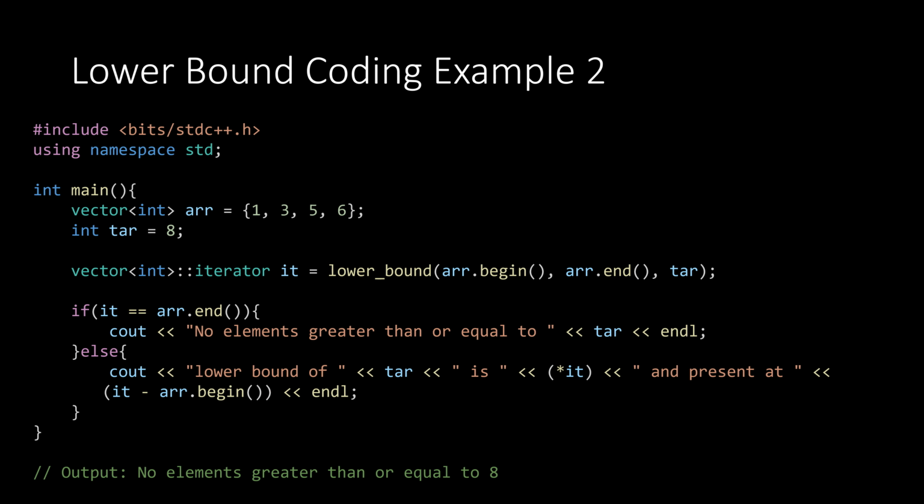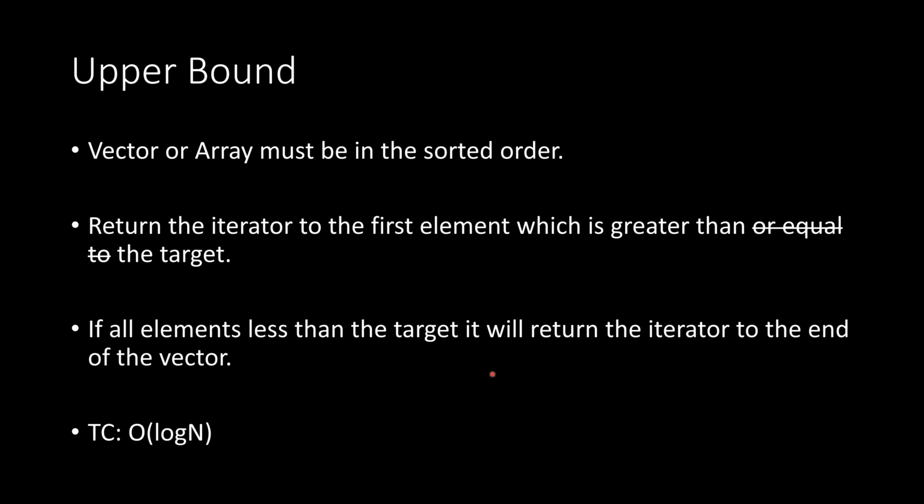Okay. Next, upper bound. Upper bound is similar to lower bound. The only difference is this: you can see that it only finds the greater element. Consider the upper bound of 6 is 7 or 8, whichever comes first in the array. So this is the only difference between upper bound and lower bound.